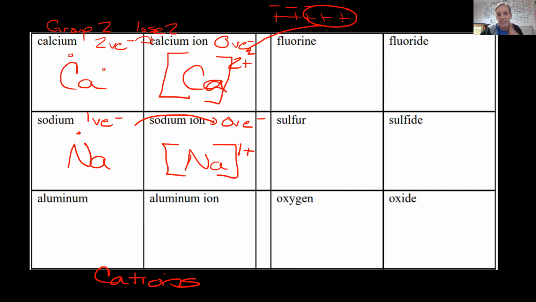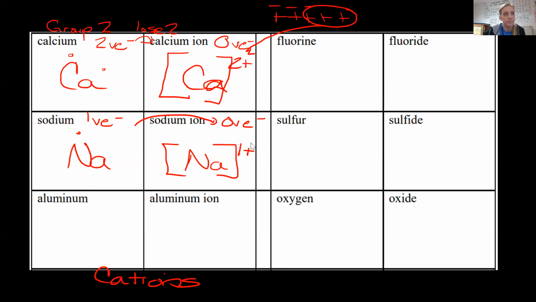Saya, not Sia, Saya. Yeah, I have no idea. I think I missed that part. Oh yeah, okay, so here we see calcium has 2 valence electrons, sodium has 1 valence electron, correct? Yes. Now, calcium ion has how many valence electrons? 0. Sodium ion has how many valence electrons? 0. So if it's a positively charged ion, how many valence electrons will it always have?